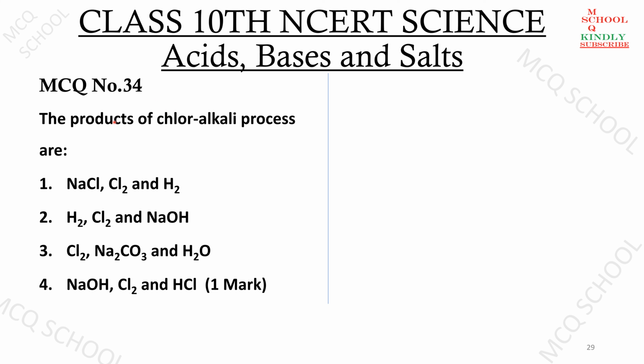MCQ number 34. The products of the chloralkali process are, options are: 1, sodium chloride, chlorine and hydrogen. Option 2, hydrogen gas, chlorine gas and caustic. 3, chlorine, sodium carbonate and water. 4, sodium hydroxide, that is caustic, chlorine gas and HCl. So which is the best combination as the answer with you?